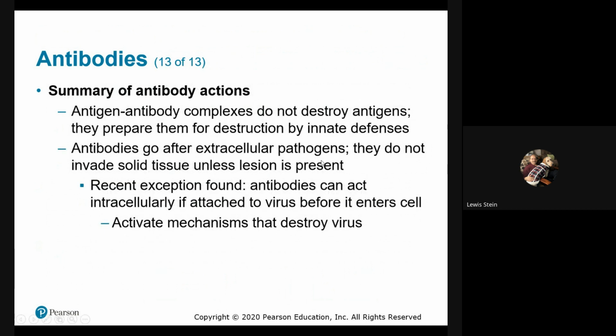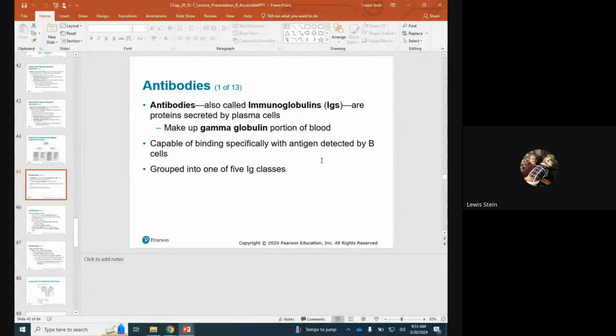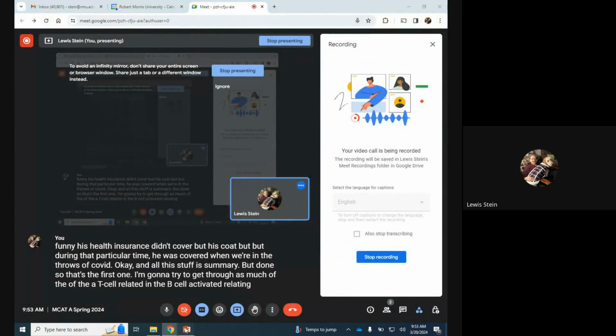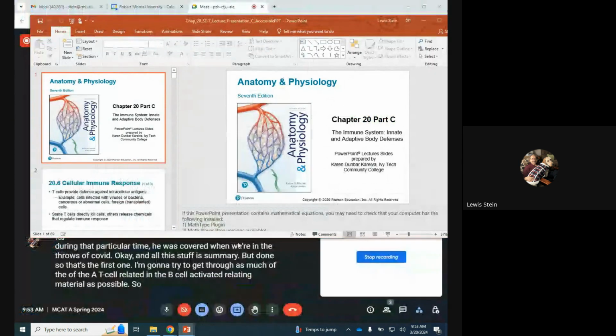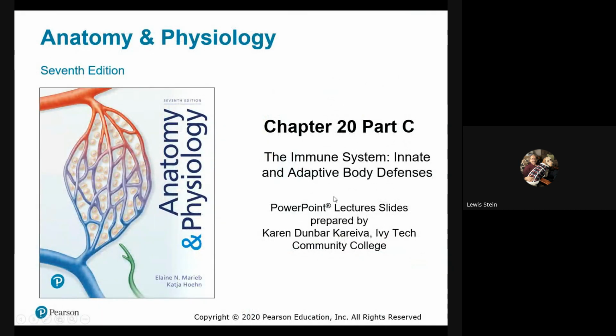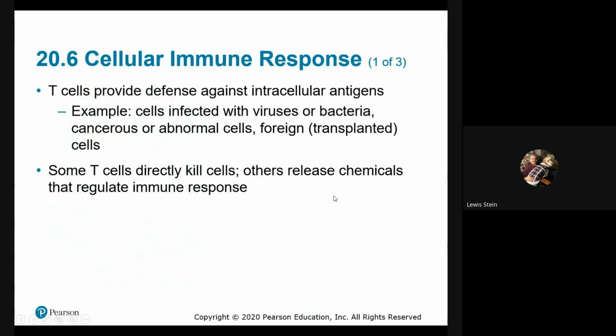Okay, and all this stuff is a summary done. So that's the first one. I'm going to try to get through as much of the T cell related and the B cell activated material as possible. So let me scroll over to that and get this started. This is more about the adaptive immune system, and down the road it goes into allergies and reactions to transfusion, different kinds of things that we talk about more in lecture.